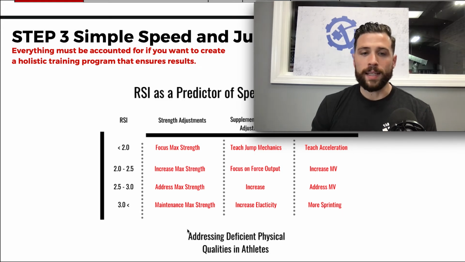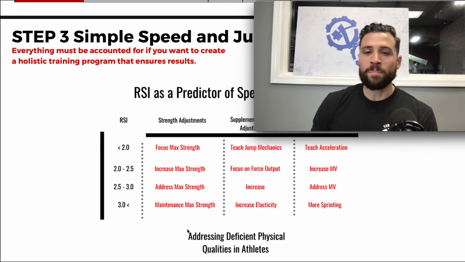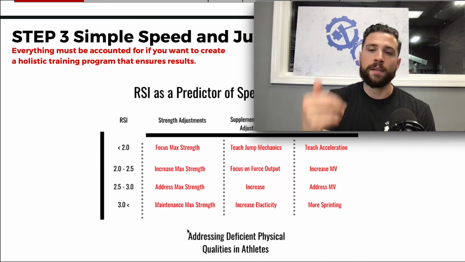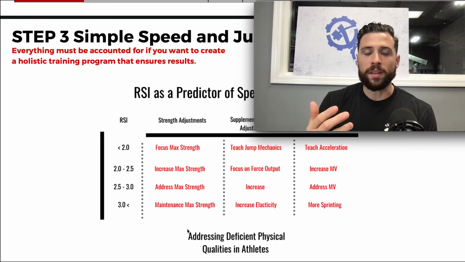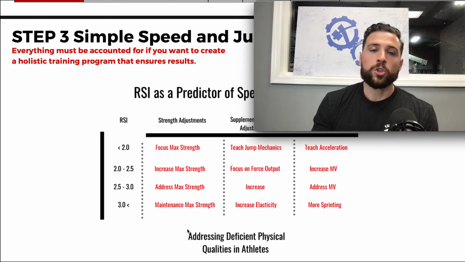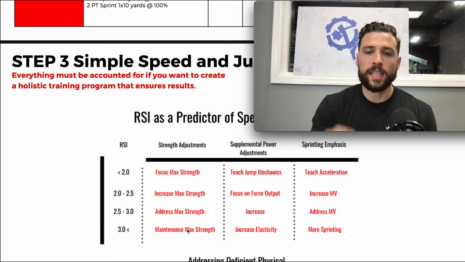But here's the RSI. Here's a good standard of categorization: 2.0 or less, 2.0 to 2.5, 2.5 to 3.0, and then greater than 3.0. Now, there are 3 separate physical qualities that we're looking for to see if they excel or if they have a deficiency: strength, power, and speed. So going through these RSIs, if somebody has a less than 2.0 RSI, looking at each of the 3 categories, here's what you should be looking for.